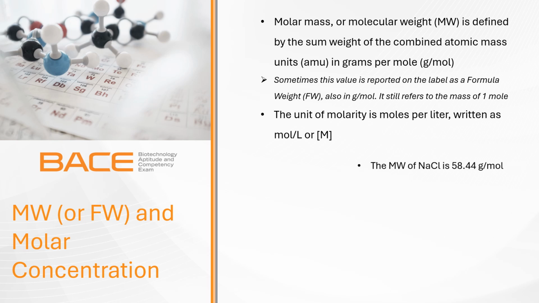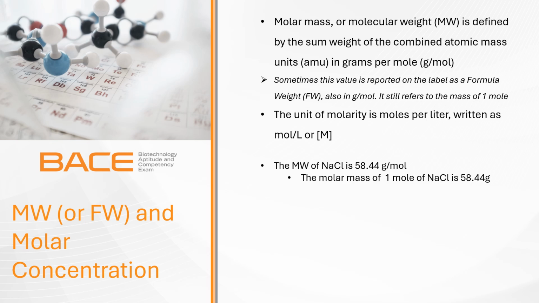As an example, sodium chloride, NaCl, has 1 atom of sodium and 1 atom of chlorine. The formula or molecular weight of sodium chloride is 58.44 grams per mole. How do we know this? On the periodic table, we can see that the atomic weight of sodium is 22.99 grams per mole, and chlorine is 35.45 grams per mole. Right, so the molar mass of sodium chloride is 58.44 grams per mole.